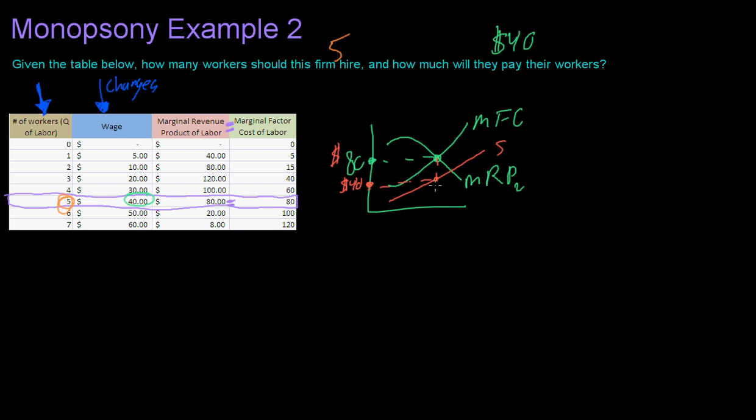And then finally, the way that we graphically would see this 5 is that when we go down here, this would be 5 workers on the x-axis. So I hope that makes sense, and I'll see you in the next video.